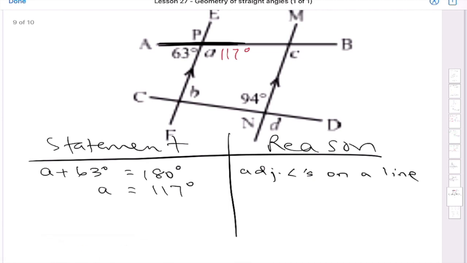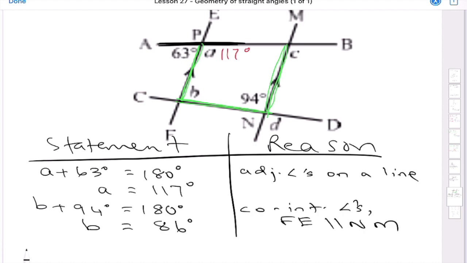Let's go to B now. These two lines are parallel, and B and 94 are co-interior, so they should add up to 180. B plus 94 should give us 180 degrees. So B is equal to 86 degrees.